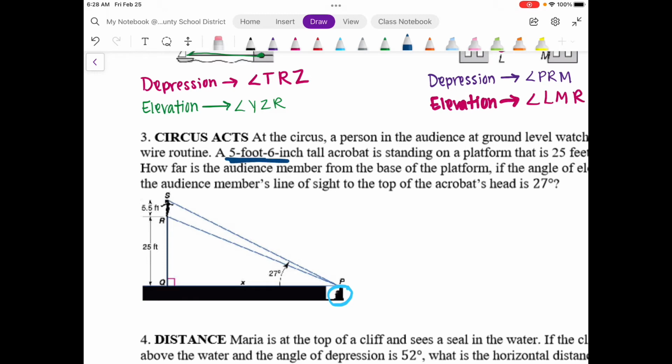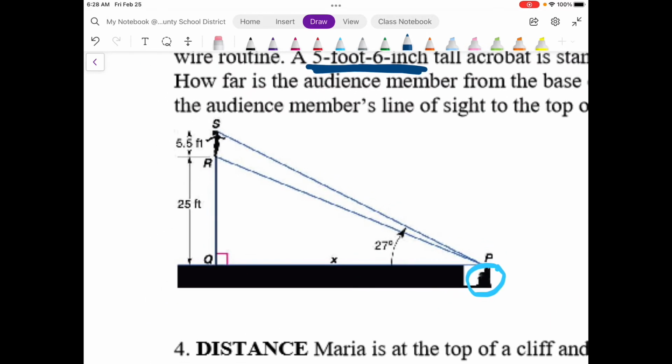A 5'6" tall acrobat is standing at the platform. Please note that that's being represented by 5.5 on our picture because there's 12 inches in a foot. So if our acrobat is 5'6", that's half a foot. That's why it's 5.5. So make a note of that. And so if you needed to change that to feet, that's something you would have to do on your own. Then we have the platform itself is 25 feet tall. So from her feet all the way to the ground, that's still 25 feet.